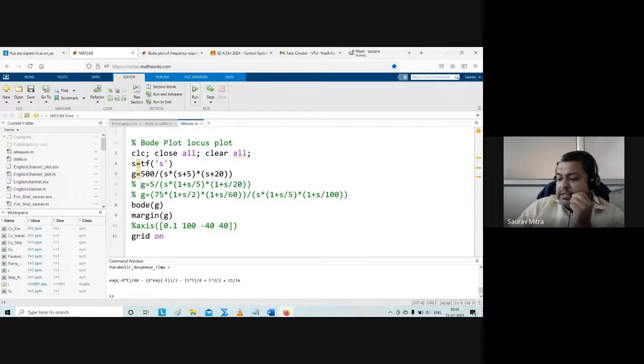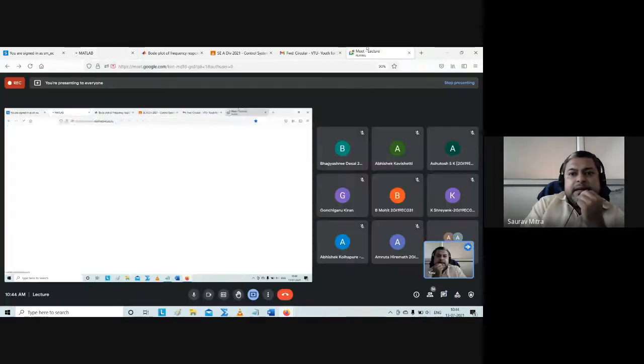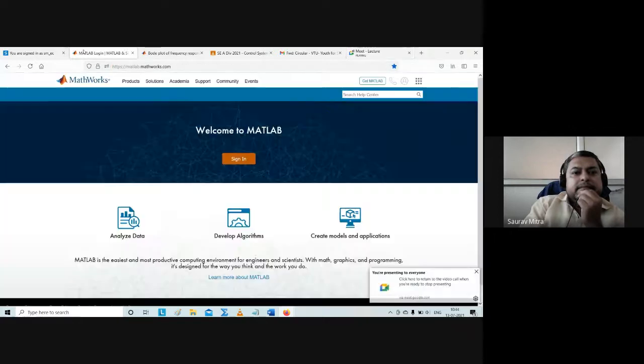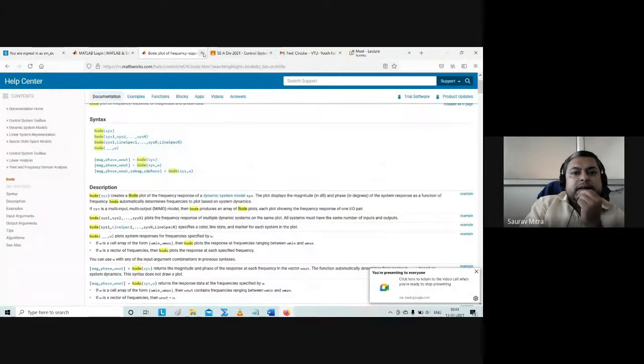So we are finding that omega GC is 3.88 radian per second and omega PC is 10 radian per second. I think my MATLAB is getting hang. Okay, so I will restart this MATLAB. And everybody agrees that omega GC is 3.88 radian per second and omega PC is 10 radian per second? Does everybody agree to that?